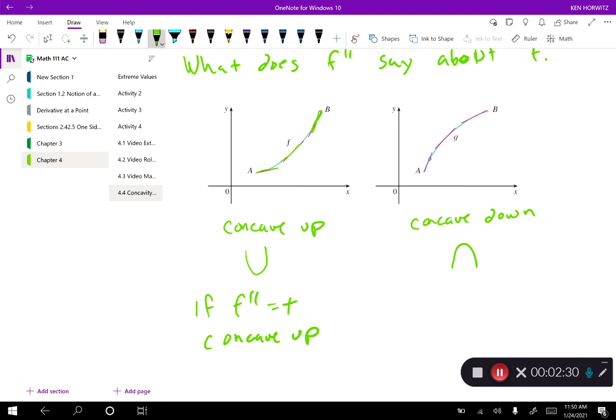Now notice here, I'm going to erase these for just a second. This would be a very large number. This would be a very big slope. This would be a slightly smaller slope. And this would be a smaller slope, which means our rate of change is going down, which means that our second derivative is going to be a negative number. If our rate of change is decreasing, that means the slope is negative. And that's concave down. And that's what we're going to explore today.